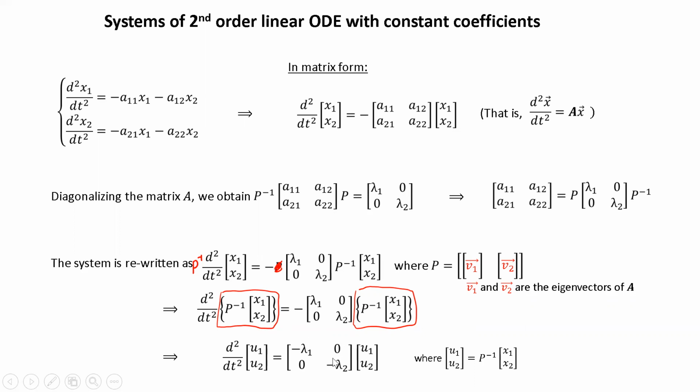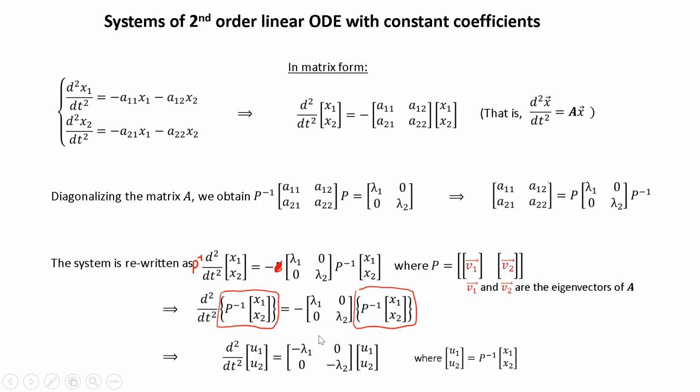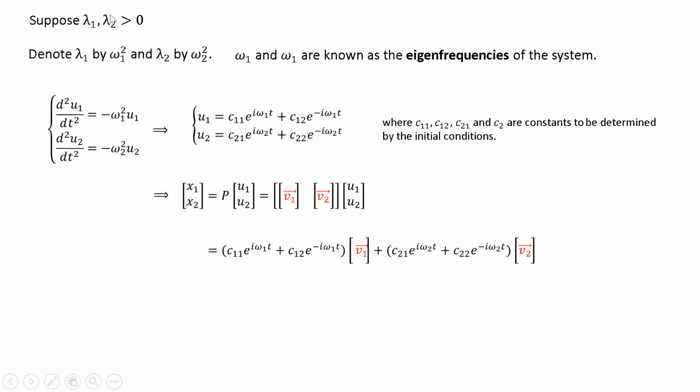And as I mentioned already, if I take this system in matrix form and write it back to the system form, right? So just write them separately. Okay. So there's one thing here I'm going to assume, that this lambda1 and lambda2 are positive numbers. Okay, which in our case is always true. So because lambda1 and lambda2 are always positive, I'm just going to let lambda1 be omega1 squared and lambda2 be equal to omega2 squared.